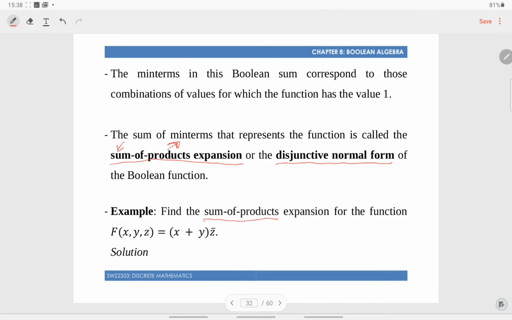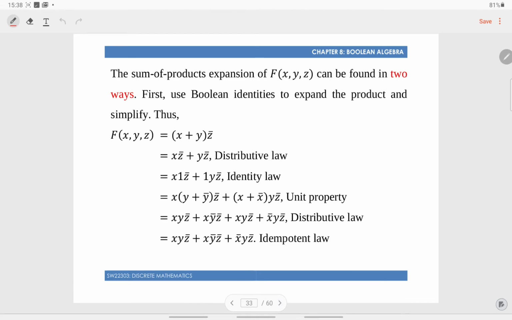Find the sum of products expansion for the given function f(x, y, z) equal to (x plus y) times z complement. So this is a function with three inputs, x, y, and z. This is our task, to find the sum of products expansion of the given function. It can be found in two ways. Let me give you the first way. In the first way, we use Boolean identities as given in the previous table to expand the product and simplify the expression, as given in the following steps.